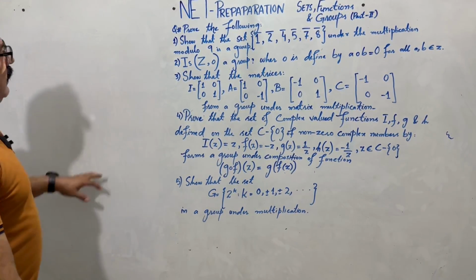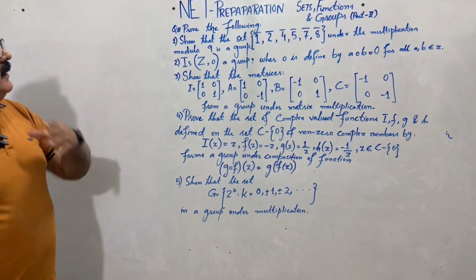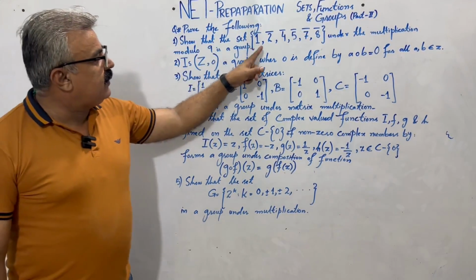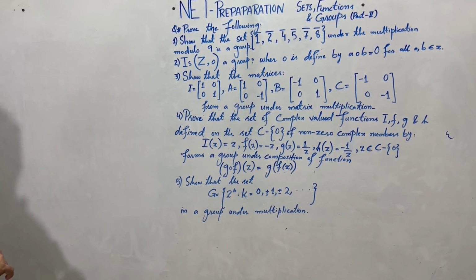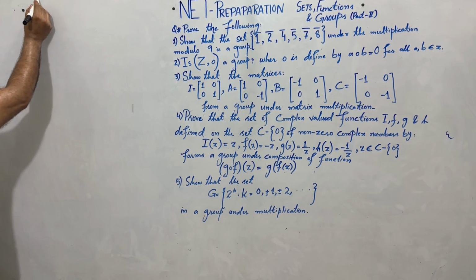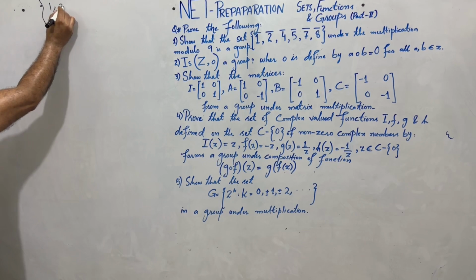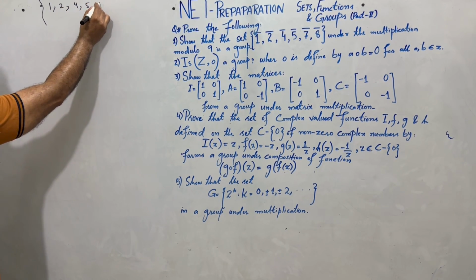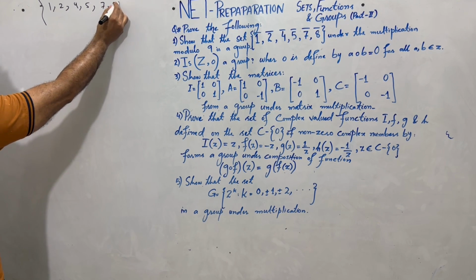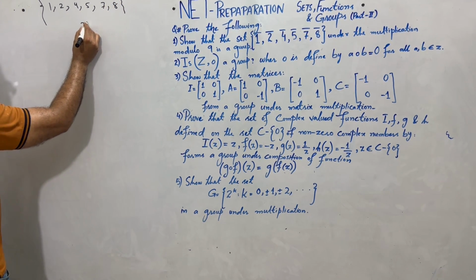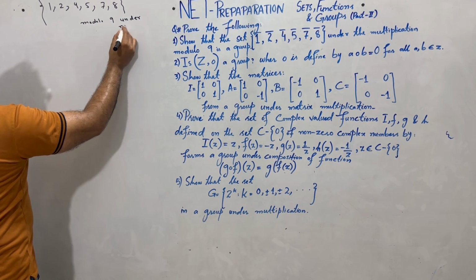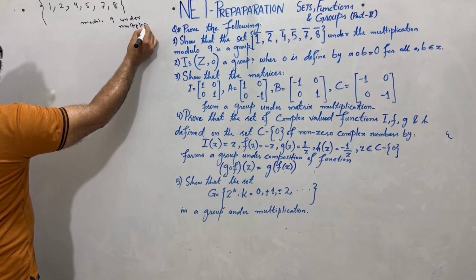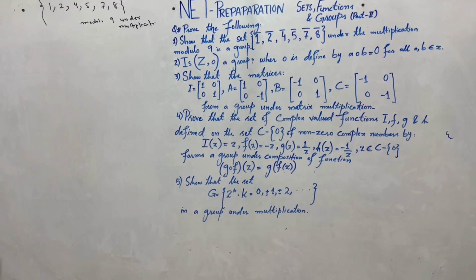Without wasting time, number 1, prove that the set 1, 2, 4, 5, 7, 8 under modulo 9 multiplication is a group. We have been given the set 1, 2, 4, 5, 7, 8, modulo 9, under multiplication. We have to prove that it's a group.